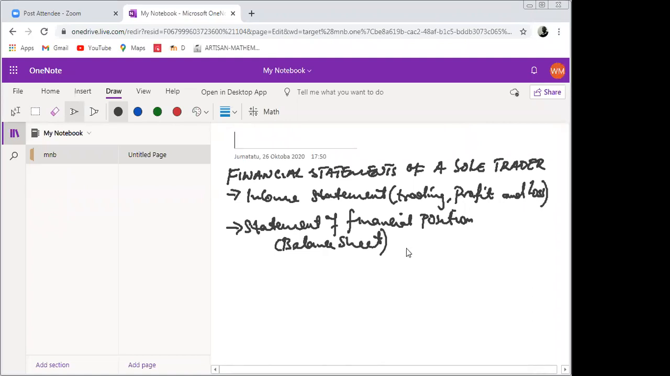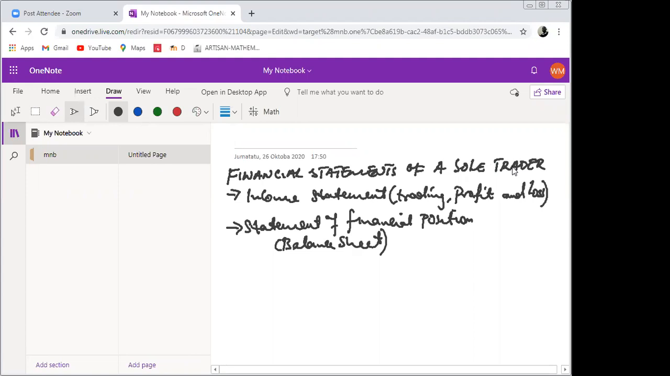The good thing about the way the remaining topics are arranged is that the moment we finish with the financial statements of a sole trader, we shall go to the financial statements of a partnership, and then we finish with the financial statements of a company. If you are able to understand how to prepare the financial statements of a sole trader, when we go to the partnership and the company, you find that it is going to be a slight improvement of this. So this one will form a very important foundation for you to understand the other two areas that we are going to discuss later on.